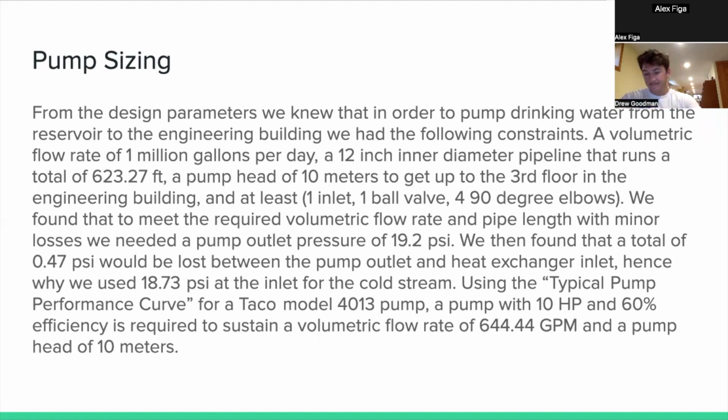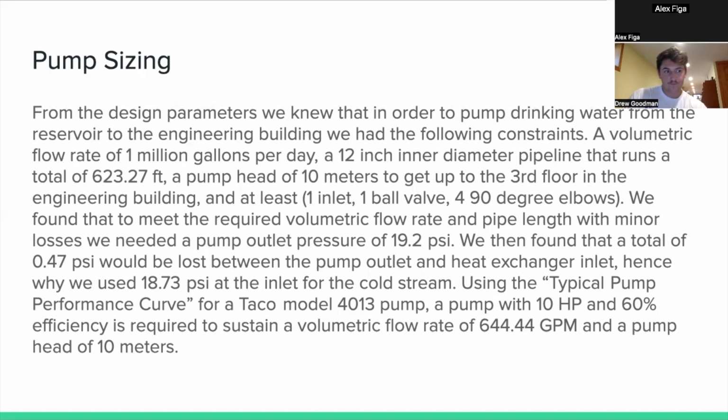So for the pump sizing, from the design parameters, we knew that in order to pump the drinking water from the reservoir to the engineering building, we had the following constraints. We had a volumetric flow rate of roughly 1 million gallons per day, a 12-inch inner diameter pipeline that runs a total of 623 feet, a pump head of 10 meters to get up to the third floor in the engineering building, and at least one inlet from the reservoir to the pipeline, one ball valve in case you wanted to turn the flow off from the reservoir, and then the pipeline overlay shows two 90-degree elbows, and then we would also need another 90-degree to go up to the third floor, and then over another 90-degree to go over into the heat exchanger.